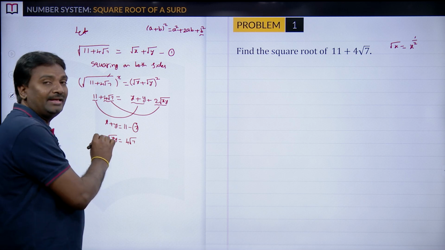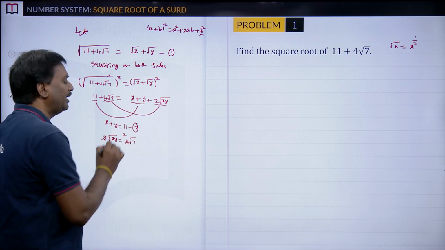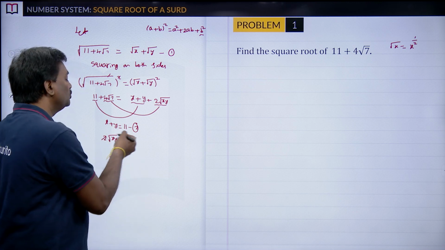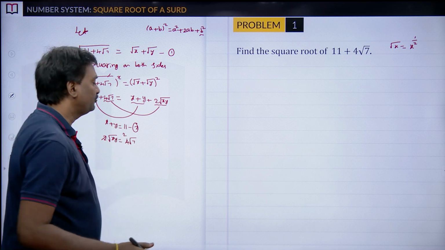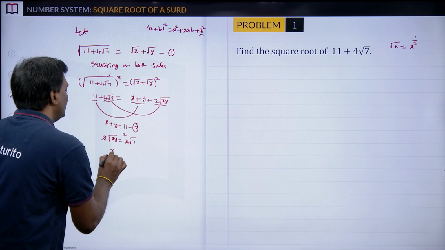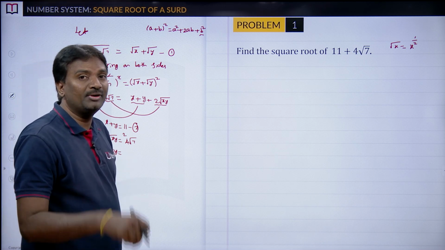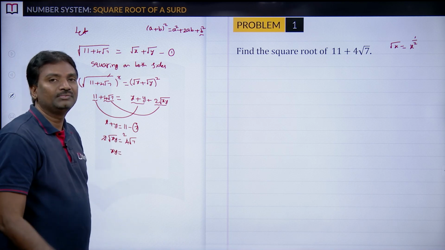Here in the LHS we have 2, in the RHS we have 4. We can cancel this 4 by 2 times. Now what we have? Root xy equal to 2 root 7. By squaring on both sides, root xy whole square gives xy equal to 2 root 7 whole square, that is 2 into root 7 whole square, 2 square is 4.